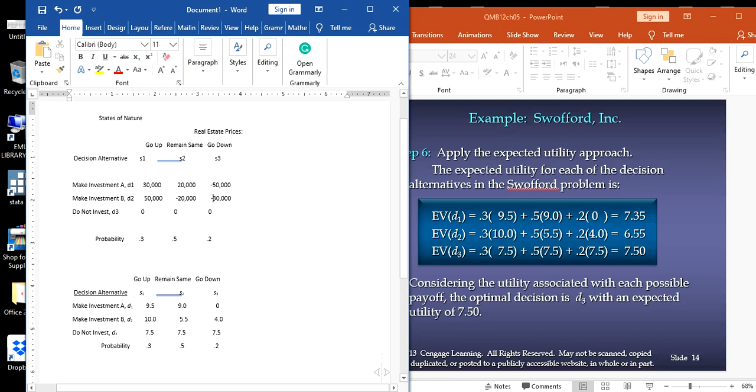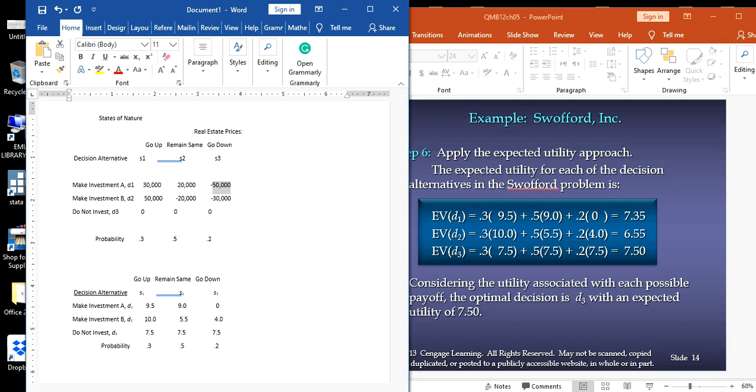So now you may ask, why do we convert these numbers to utility values, as here? The utility values are telling us the level of satisfaction of each of these numbers. How much I'm satisfied with this number.